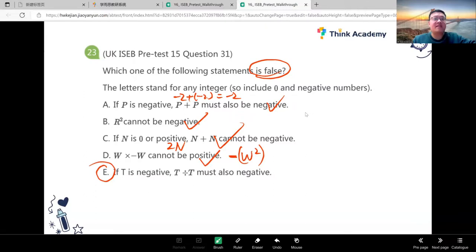It says if T is negative, T divided by T must also be negative. It's not correct. -2 divided by -2, you got 1. Okay, it's not negative, it's positive.